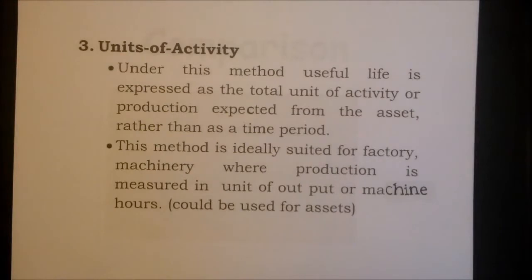Units of activity. Under this method, useful life is expressed as a total unit of activity or production expected from the asset rather than as a time period. This method is ideally suited for factory machinery where production is measured in units of output or machine hours, but it could be used for other assets.